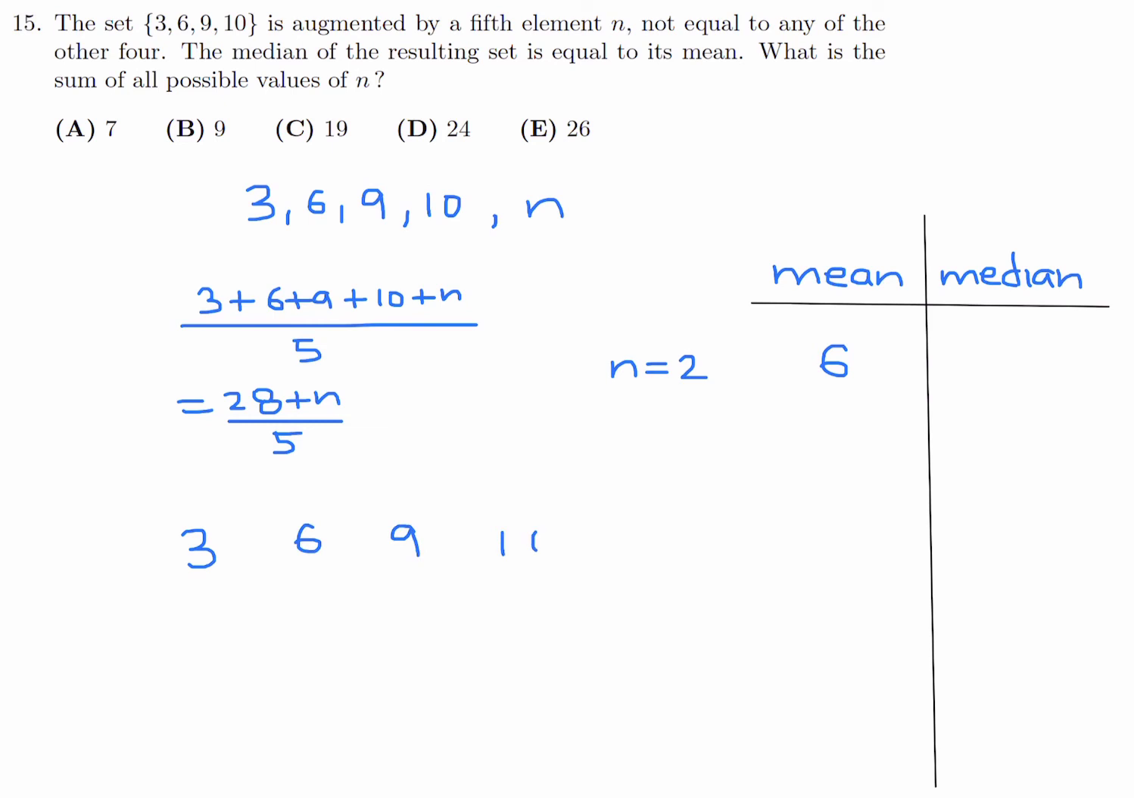If n is 2, let's place that somewhere. Here is my 4 numbers. N is 2, so that 2 would go here, right? If I'm writing them in order from smallest to largest. And therefore, what is my median? Median is the middle value, which is 6. So there you go. The median is equal to the mean, so I've got one value of n. So let's continue like that.